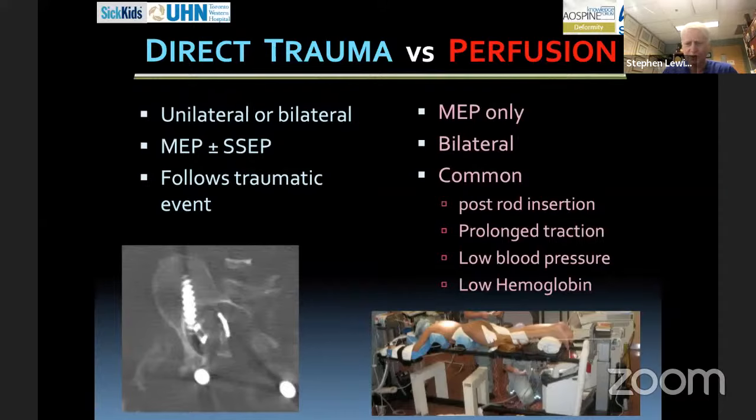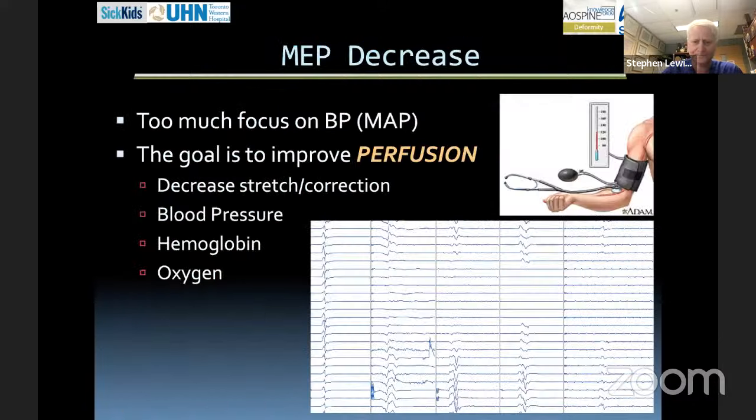Whereas with the perfusion ones, you may say, I didn't do anything, what's happening. You'll see only MEP changes; the SSEPs are preserved. It should be bilateral because it's from the anterior spinal artery. It may have a delay, the right faster than the left, or vice versa. And it often happens after you did something like you just put the rod in, maybe you've had traction going on, the blood pressure has been too low, or the patient's quite anemic.